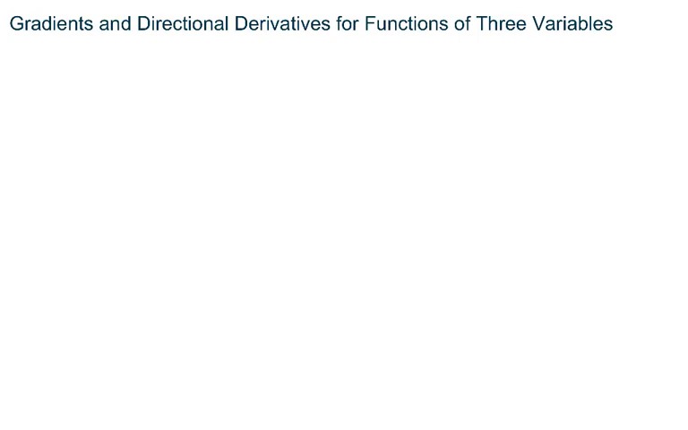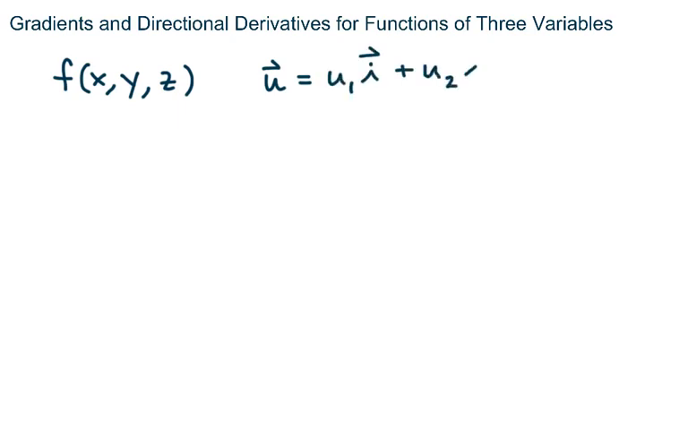Hello. In this video, we're going to talk about directional derivatives and gradients for functions with three variables. All the videos I've done so far in this series have only been for two variable functions. So if we have a differentiable function of three variables and a corresponding unit vector, u is u sub 1 i plus u sub 2 j plus u sub 3 k.